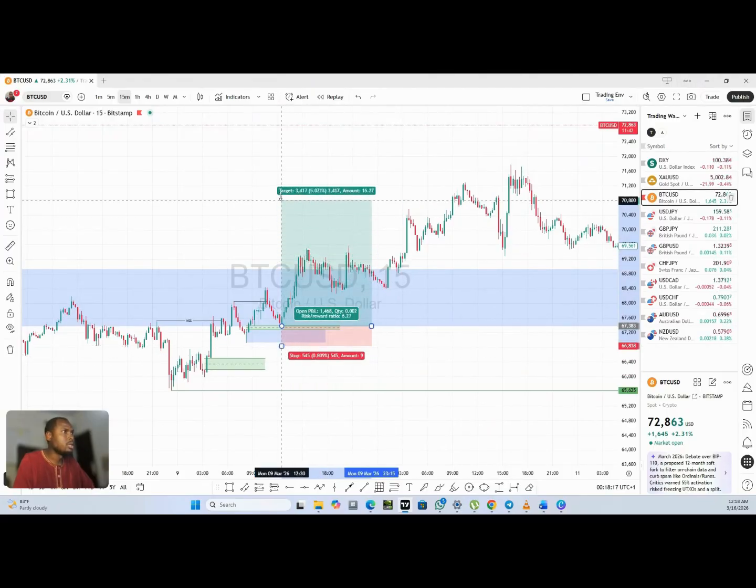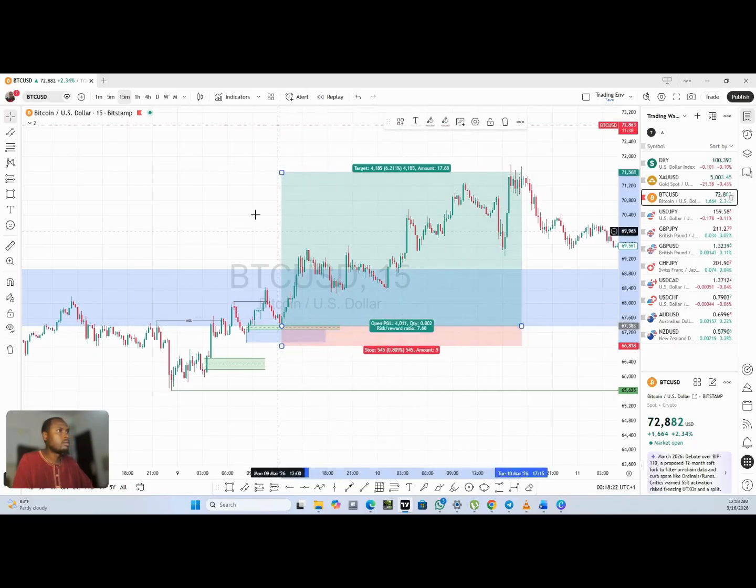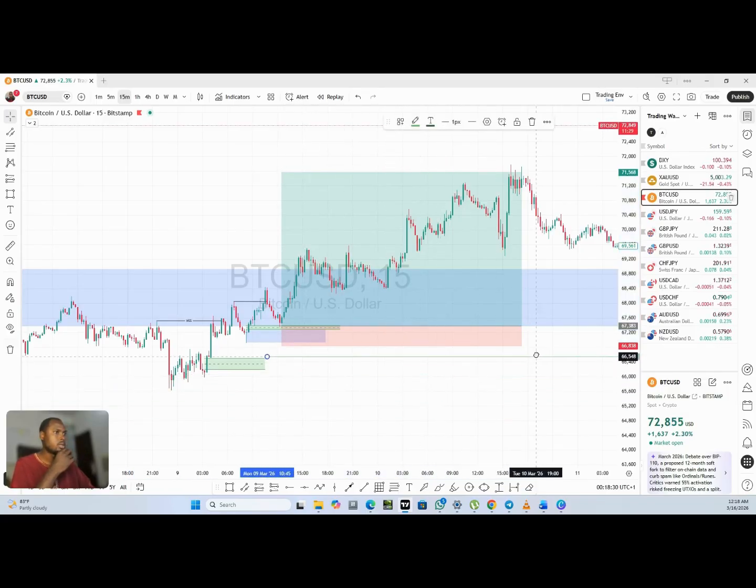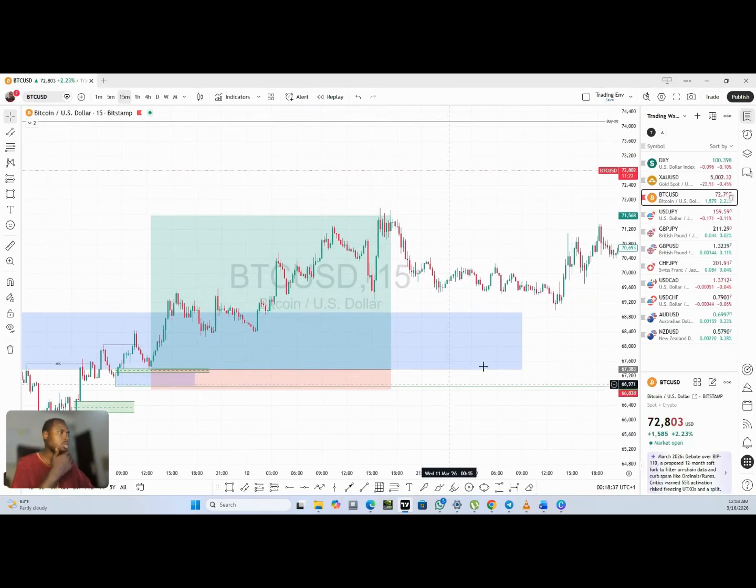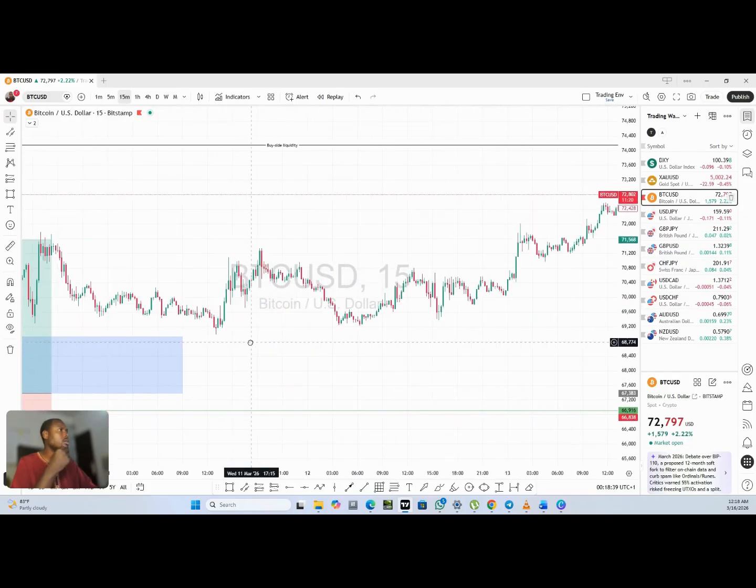As you can see, market is moving like it gives 1 to 7 risk reward. That should be the stop loss. So that's how you will continue joining the trade.